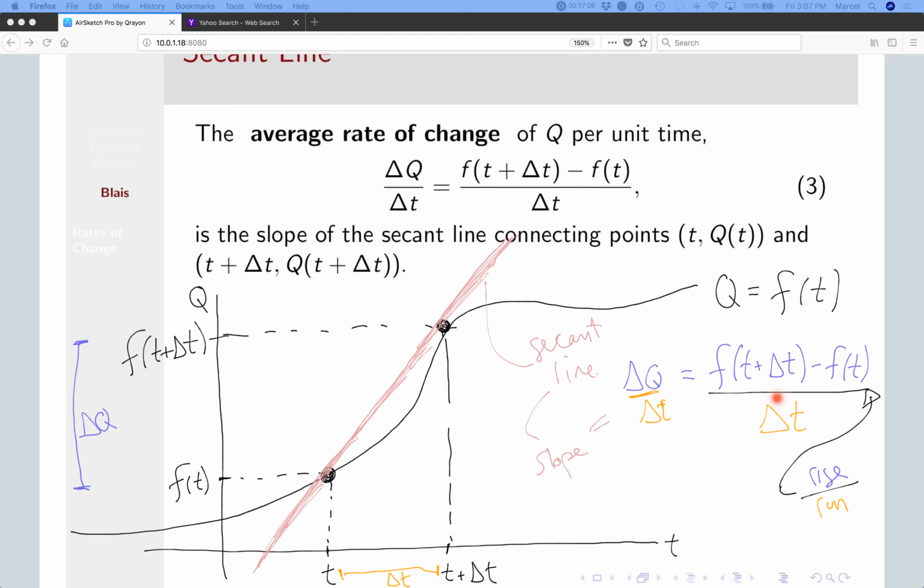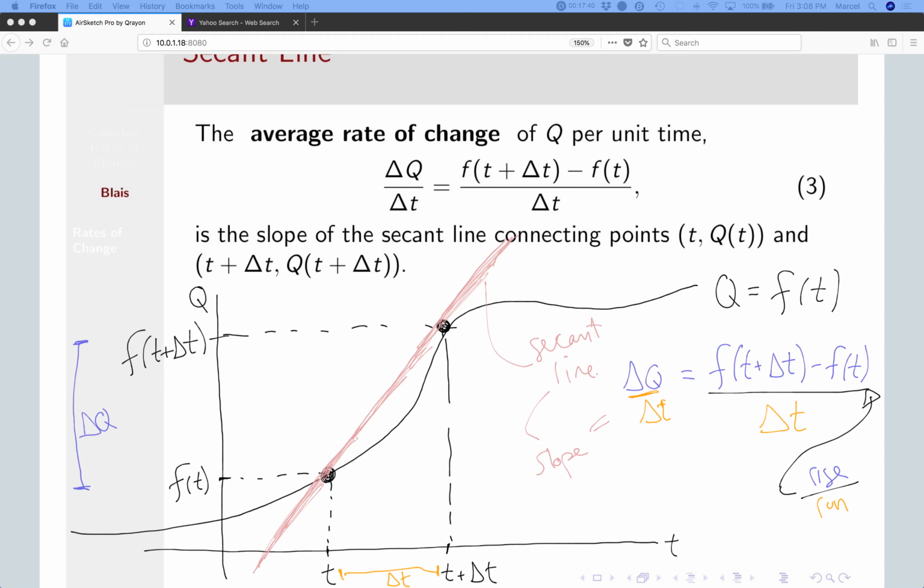So this difference quotient is, in fact, the slope of this secant line. Remember, this represents the average rate of change of this function, of this quantity q, during this time interval. And we're now seeing geometrically that that average rate of change is nothing more than the slope of the line that connects these 2 points. And we call that line a secant line.